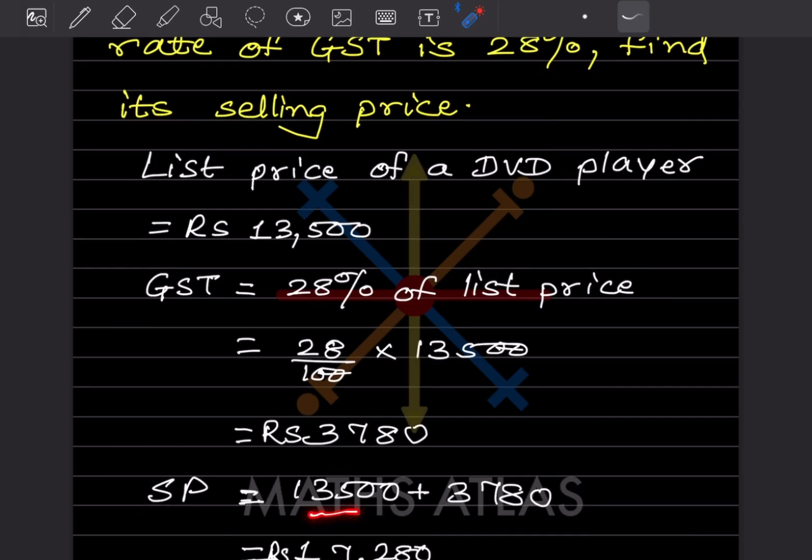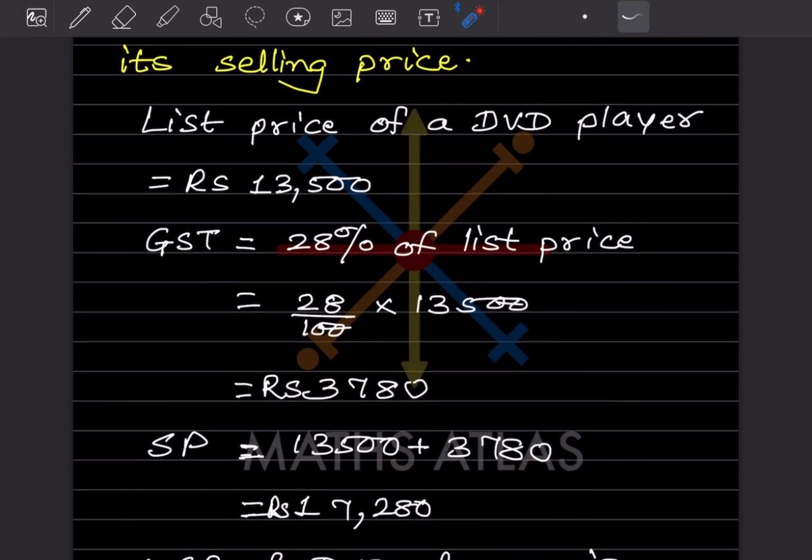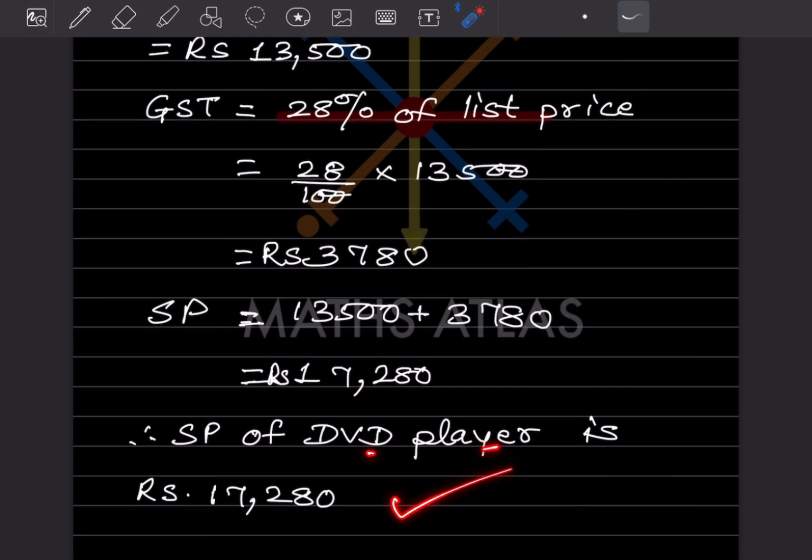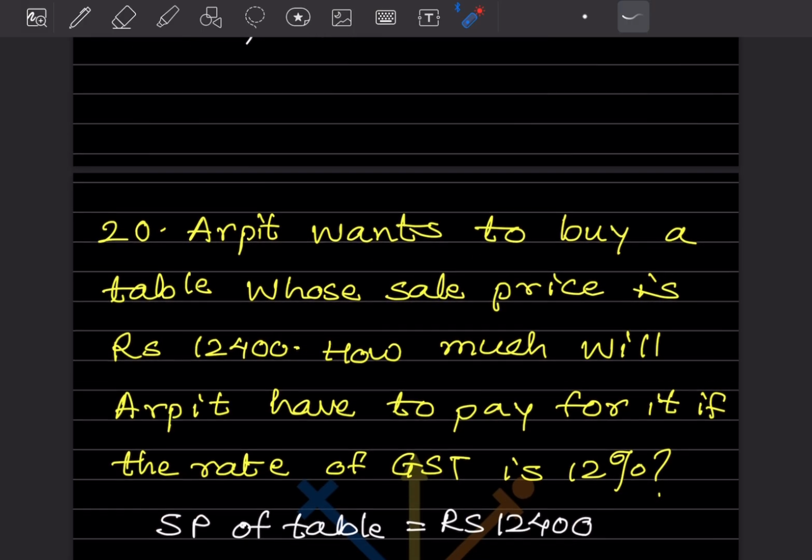So we want the selling price. Here the list price is 13,500 plus the GST 3780. So the selling price is going to be 17,280. So we can write the selling price of the DVD player is 17,280.